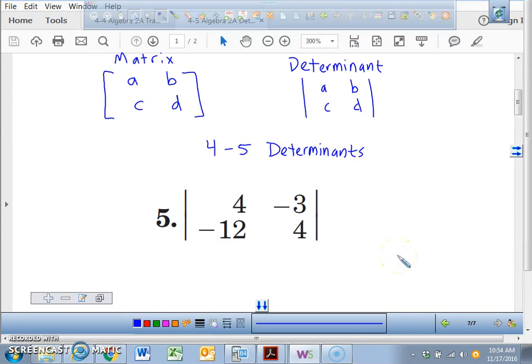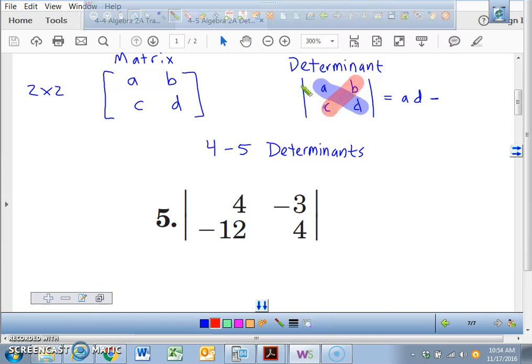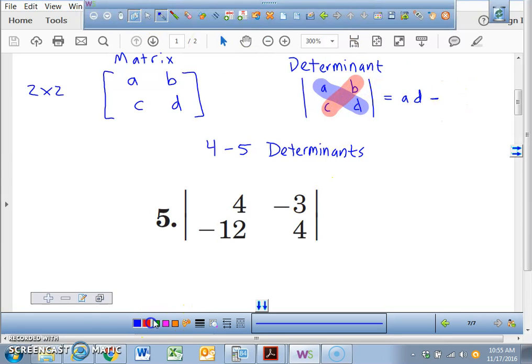All right, we are starting Chapter 4, Section 5, dealing with determinants. Okay? If you have a matrix A, B, C, D, which is simply a 2 by 2, or any 2 by 2 matrix, and you want to find its determinant, all you have to do is take your A value times your D value, and you're going to subtract your B value times your C value. Very easy formula to remember.